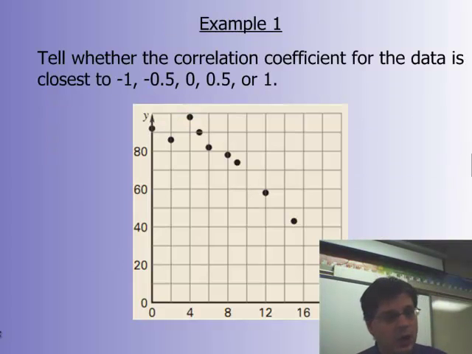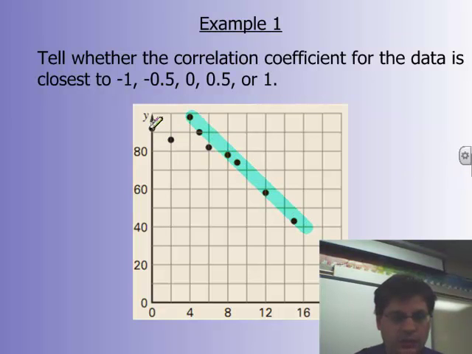So here's an example. We want to tell whether the correlation coefficient for this data is closest to -1, -0.5, 0, 0.5, or 1. And I can see that the points here are fairly strong in this region here. And we have a couple points here and here which aren't exactly in line, but the majority of the points seem to be heading down. So it's going to tell me that my R value, my correlation coefficient, is going to be a negative number.